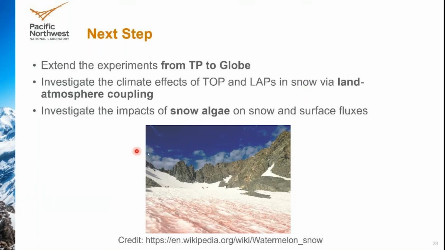Third, apart from black carbon and dust, snow algae can also affect the snow albedo. As this figure shows, snow algae change the snow color; this is the red algae. So how can snow algae affect the snow and surface fluxes? We want to integrate the snow algae spatial pattern in ELM and then use ELM to answer these questions.